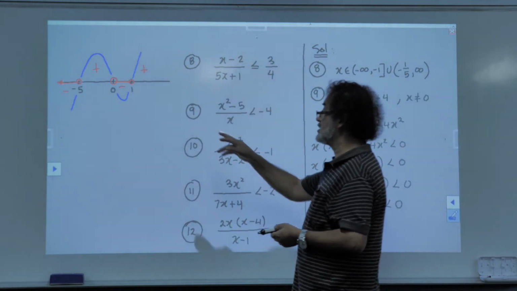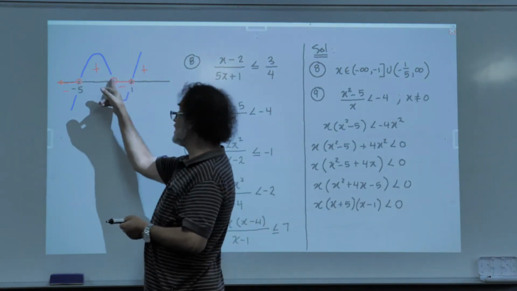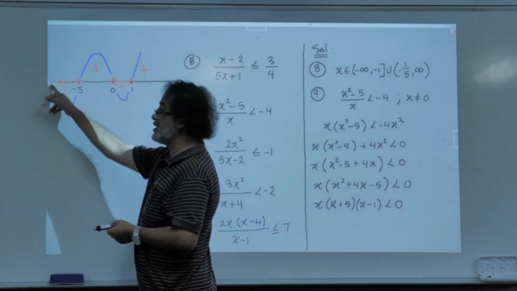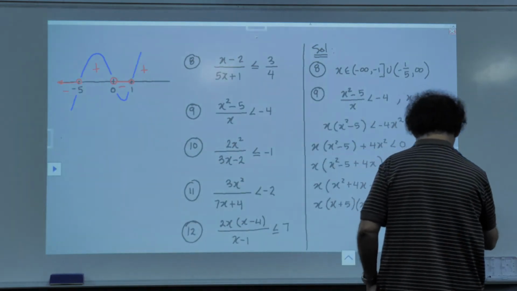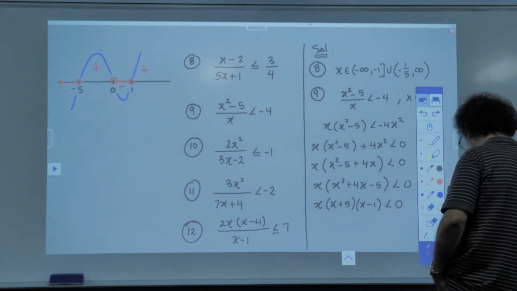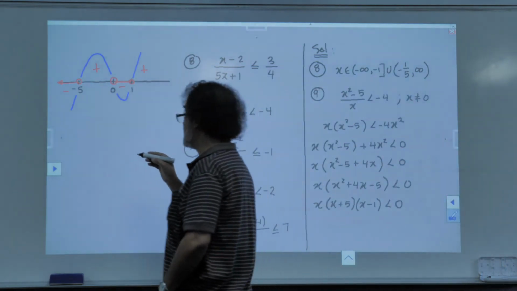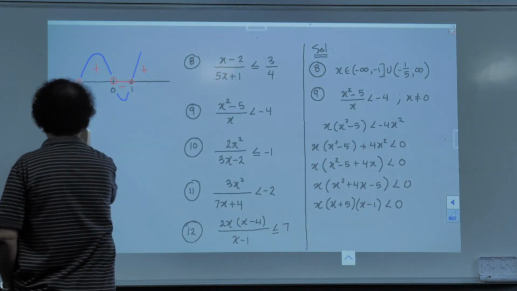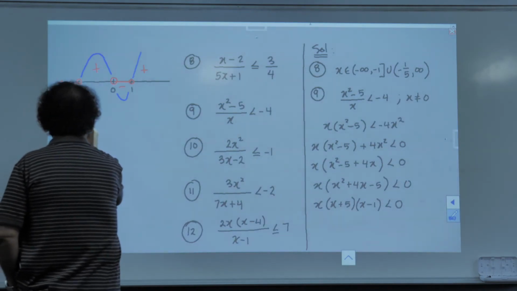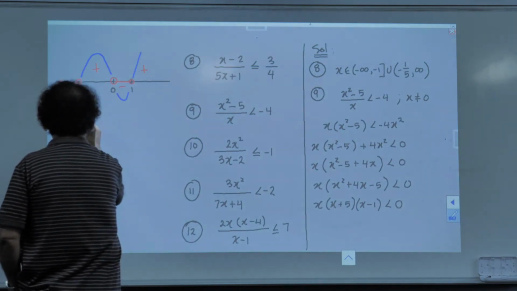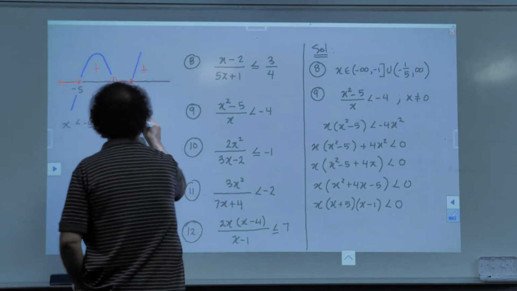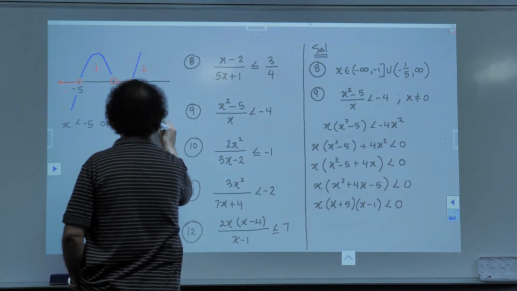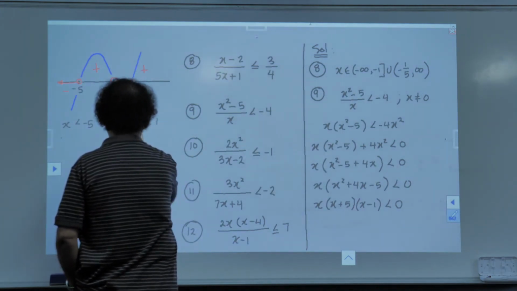No, because it's from here up to here only. So it's going to be that interval. The other one includes negative infinity. Okay, so to write the answer, we're going to say this. So x, I'm going to do it the long way first, is less than -5 or x is between 0 and 1.